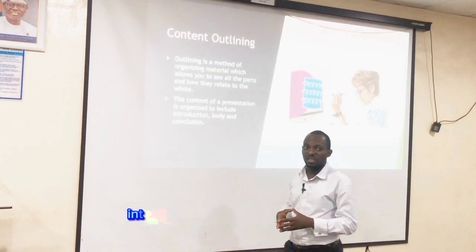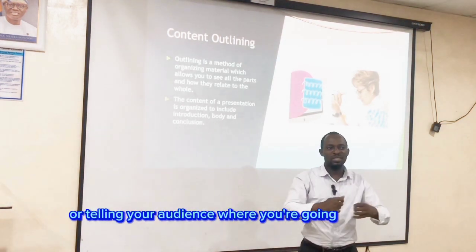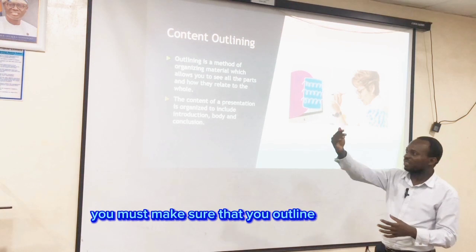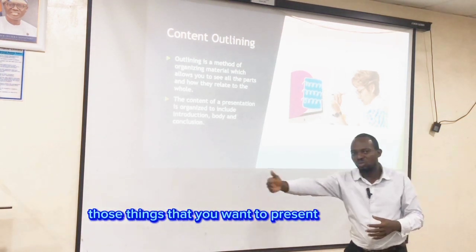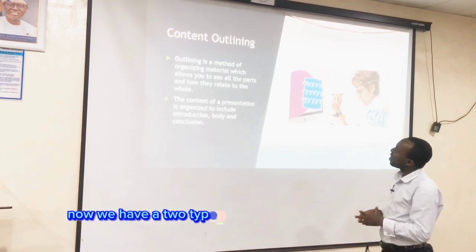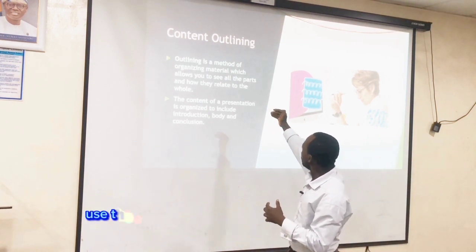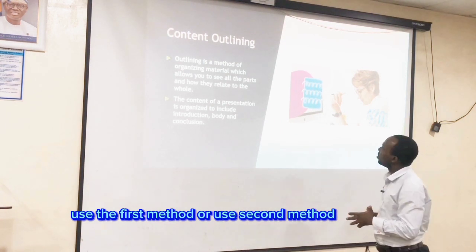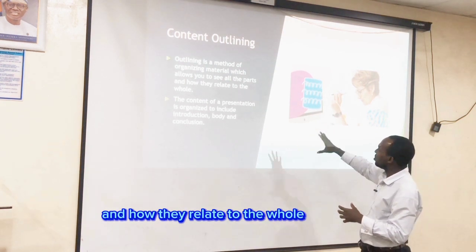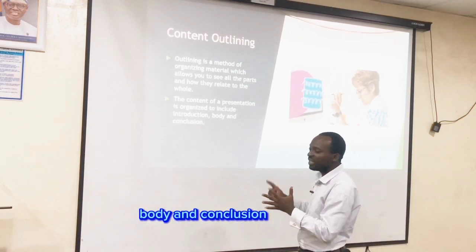Your introduction is like telling your audience where you are going and how you want to get there. So even in your introduction, you must make sure that you outline the points that you want to present. That leads us to content outlining. We have two types of content outlining. You can decide to use the first method or the second method. Outlining is a method of organizing material which allows you to see all the parts and how they relate to the whole. The content of a presentation is organized to include introduction, body, and conclusion.